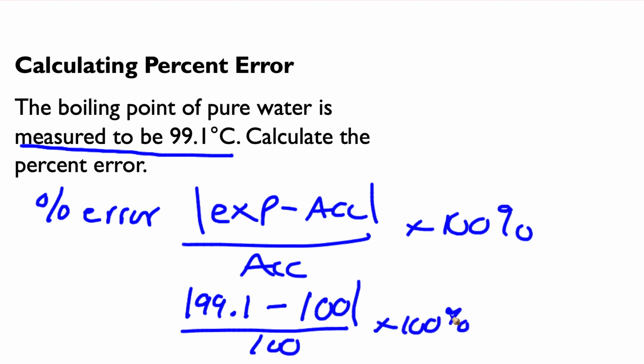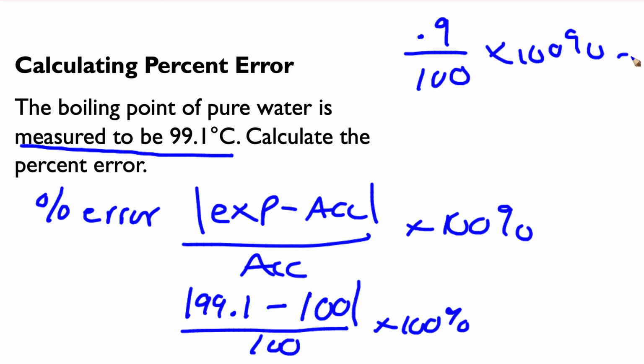So plug this into my calculator: 99.1 minus 100. Remember, it's absolute value, so it's going to be 0.9, all over 100 times 100%. So 0.9 divided by 100 times 100%, and we get 0.9% error.